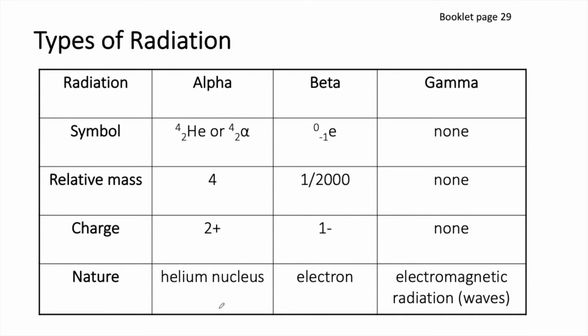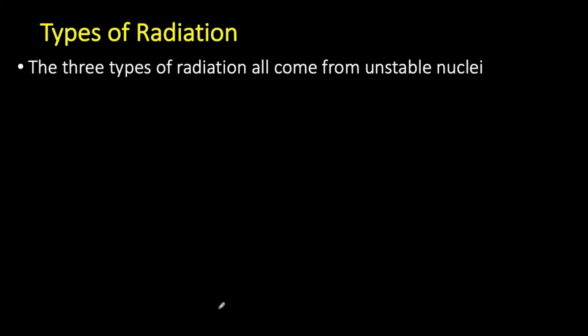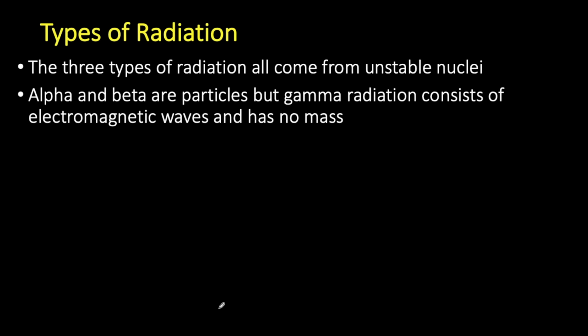Now, our gamma radiation has no symbol, has no mass or charge, and it is released in the form of electromagnetic radiation, which we can also call waves. Now, all three types of radiation will come from unstable nuclei. Alpha and beta are particles, but gamma radiation consists of electromagnetic waves and has no mass.